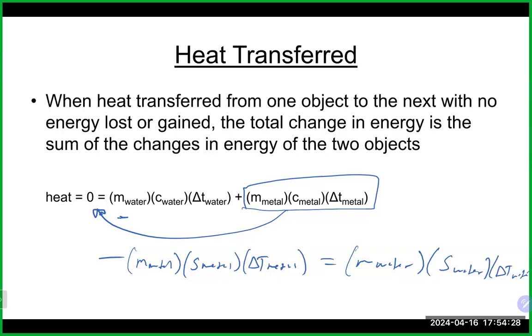And the idea, as we talked about, is whatever amount of energy somebody loses should be the exact same amount of energy that somebody gains. So again, one's exothermic, one's endothermic, which is why you need that negative relationship in there. Any questions on that there?